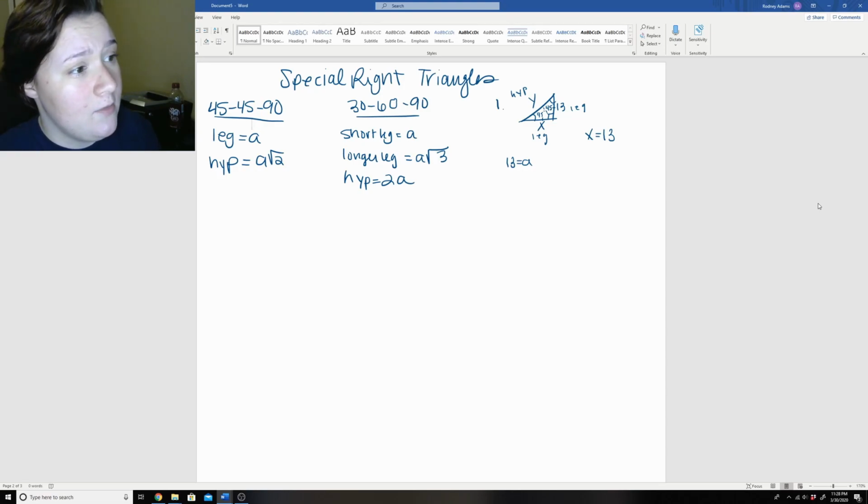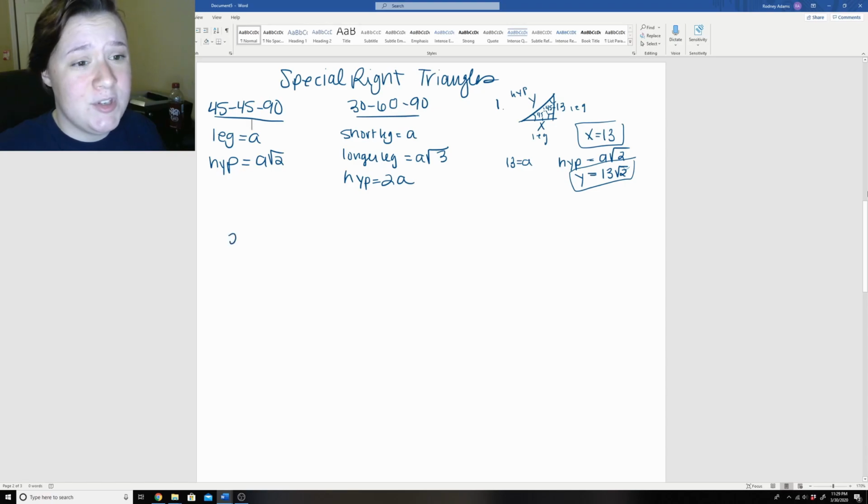From that, if we're looking for the hypotenuse, we can take the fact that the hypotenuse is equal to a square root of 2. Okay, we know that a is 13, so instead of writing a, we can write 13. Okay, and then square root of 2, and that's all you need. So this hypotenuse, y here, is just going to be 13 square root of 2.